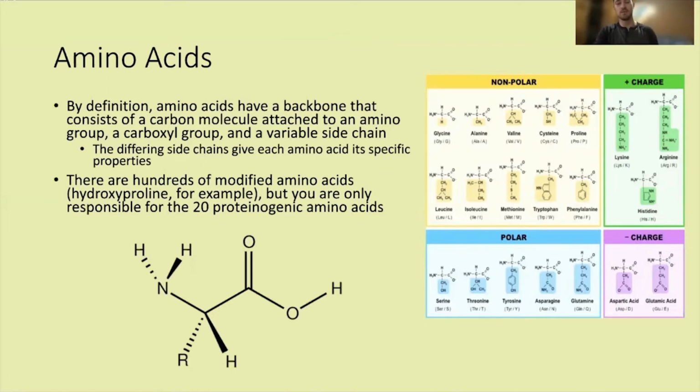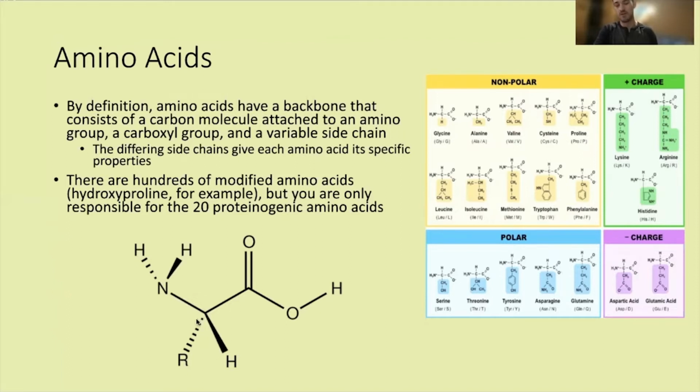By definition, amino acids have a backbone that consists of a carbon molecule attached to an amino group, a carboxyl group, and a variable side chain. If you look right over here, down by this little diagram, all the way to the left, that's the amino group. It's attached right over here to a carbon, which is known as the alpha carbon. That is the carbon that's attached to everything else.